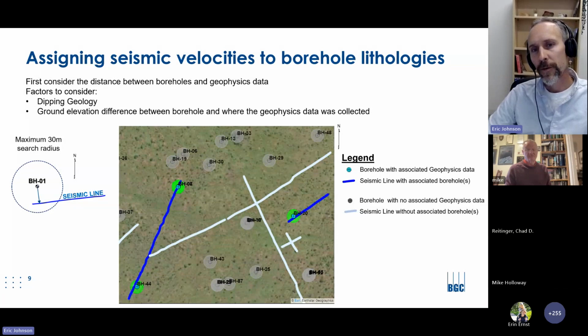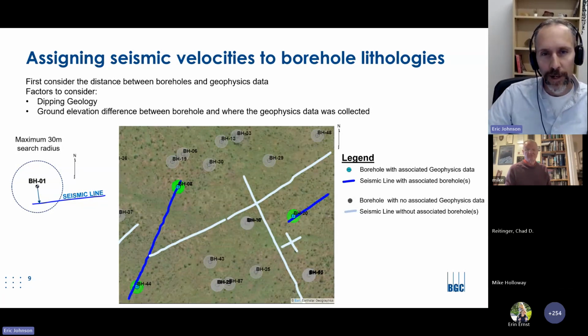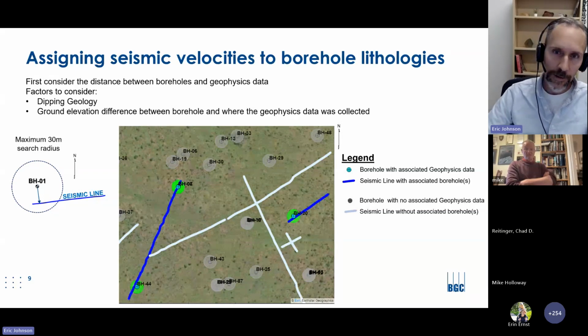And in this map, the green and gray circles have a radius of 30 meters, where the green circles indicate a borehole has been found within 30 meters of geophysics data, and the gray circles indicate where boreholes have no associated geophysics data. This way we know exactly which boreholes and which geophysics lines are included in the analysis.